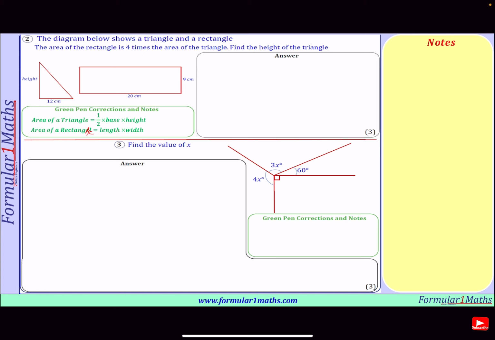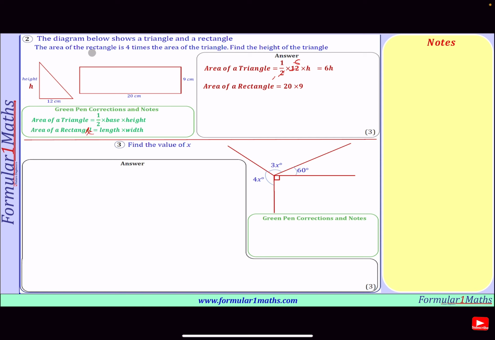If we denote the height of the triangle by h, then the area of the triangle will be given by half times 12, which is here, half times 12 times the height. And this is equal to 6h, because I can reduce this fraction. 2 goes into 2, 1, and 2 goes there, 6. So I end up with 6h. Then the area of the rectangle is 20 times 9.